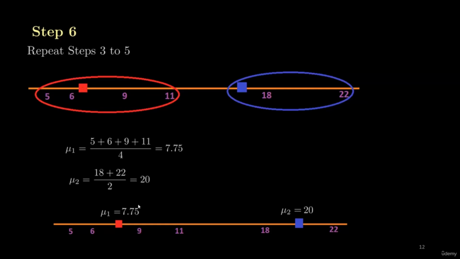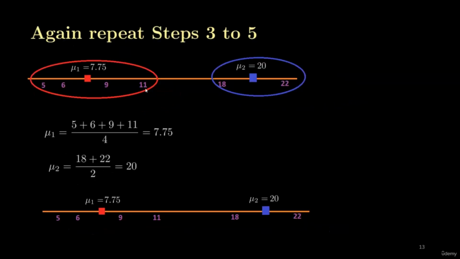Centroids have moved. We can see that previously it was at 6.67. Now it is at 7.75. Previously this was at 17 and now it is at 20. The centroids have moved, but now the clustering is the same. So this is our new clustering. Again, these 4 points are in cluster 1 and these 2 are in cluster 2.